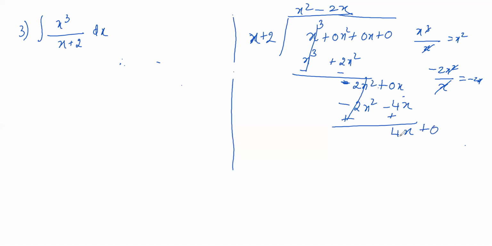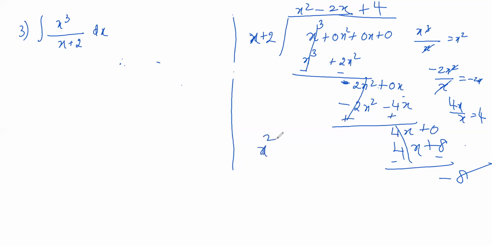Now here 4x, here x. 4x by x cancels, we get 4. So we write here 4. 4 into x plus 2 is 4x plus 8. Minus, cancel, minus 8. This division is over. So the quotient is x squared minus 2x plus 4, and the remainder is minus 8 by x plus 2.